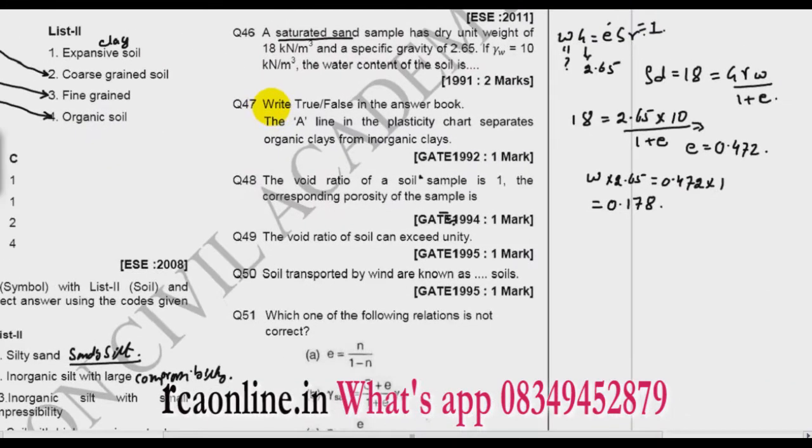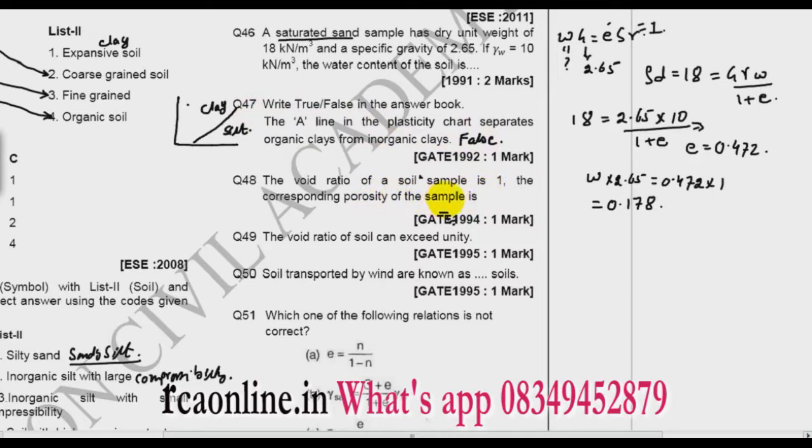Now come to the 47th problem. The A line of a plasticity chart separates organic clay from inorganic clay. So let us see this part. So this is my A line. What is the A line doing? A line is separating the silt from the clay. So above A line I will have clay and below A line I will be having silt. This is false.